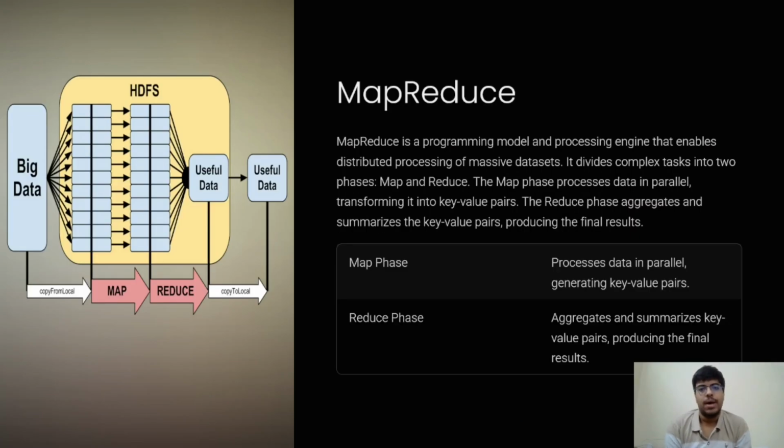Now we'll see about MapReduce. MapReduce itself is a programming model and also a programmable processing engine. This enables the processing of massive data at a distributed level. Here we have mainly two phases: map and reduce. In the map phase, the data is processed in parallel and we generate many key-value pairs from it. Whereas in the reduce phase, we aggregate or make an overall sum of the key-value pairs to produce a final pair.